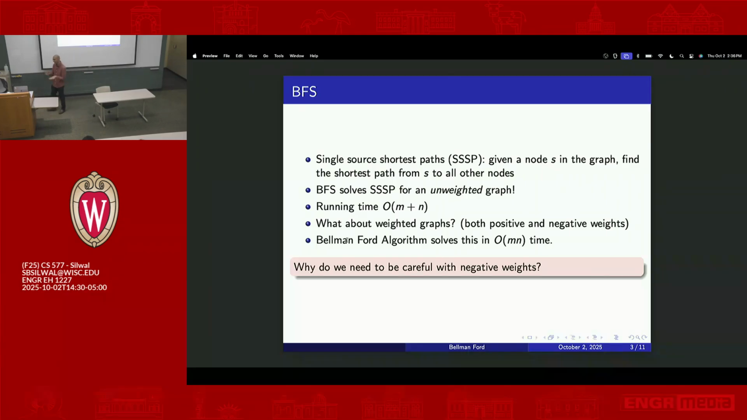And Bellman-Ford is an algorithm that solves this in m times n time. And the cool thing is, this is still the fastest known algorithm for this problem. And it's been here for almost 75 years. That's pretty cool.